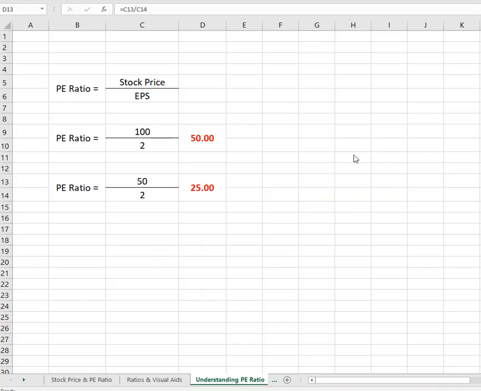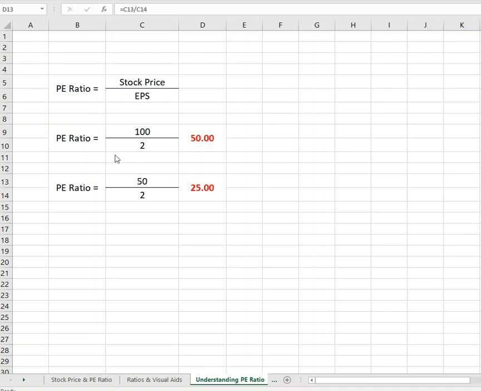Okay, so here I put some numbers together in Excel. So we know that PE ratio is our stock price, our market price per share of stock, divided by our earnings per share. And again, earnings per share is the company's net income divided up among all the stockholders. And I want you to think of that as your slice of the pie. Okay, so that's your slice of the pie. How much are you willing to pay for your slice of the pie?